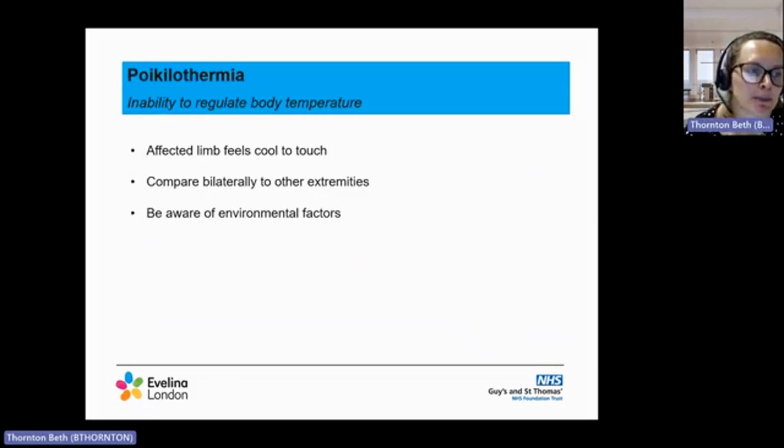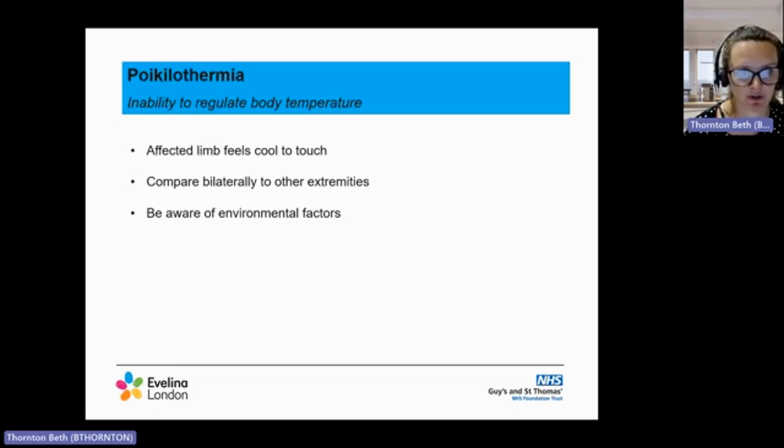Poikilothermia, very posh word, which basically means inability to regulate body temperature. So what that means is that the limb will feel cool. Again, you need to compare it bilaterally to the other extremities. Orthopaedic theatres are famously quite cold, so if you're looking after a patient post-op, they may just generally be cold from their time in theatre.